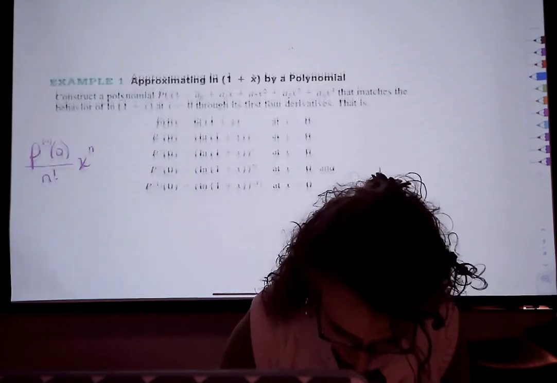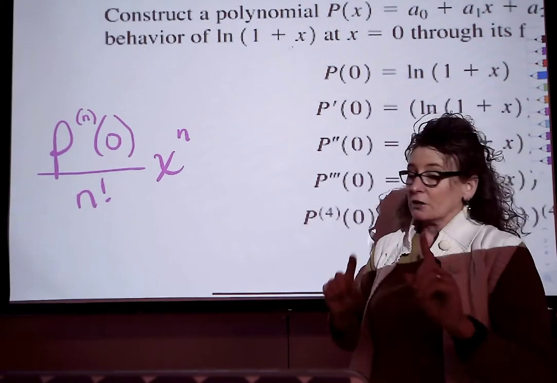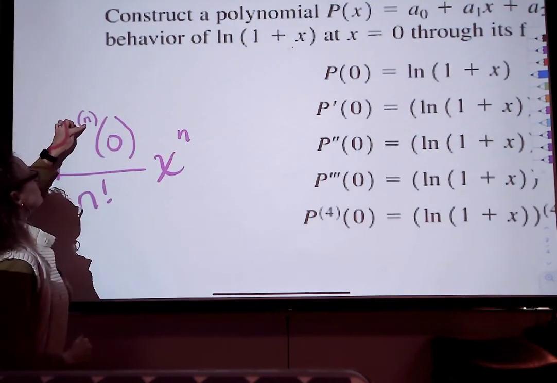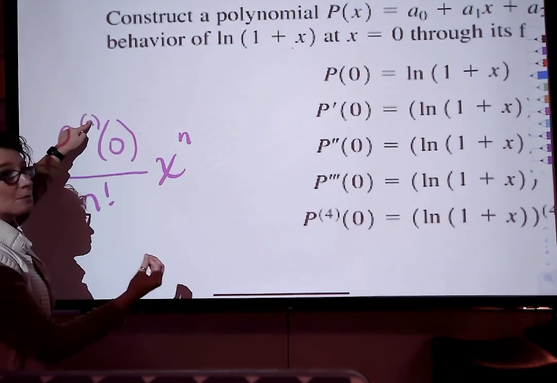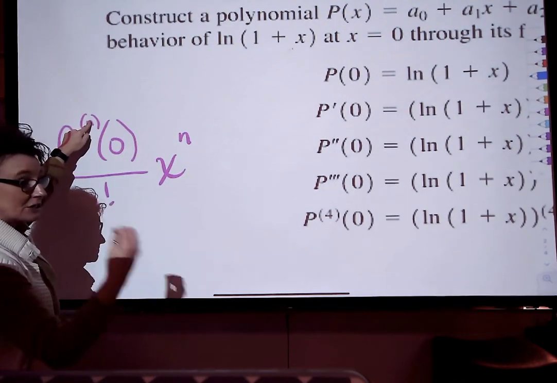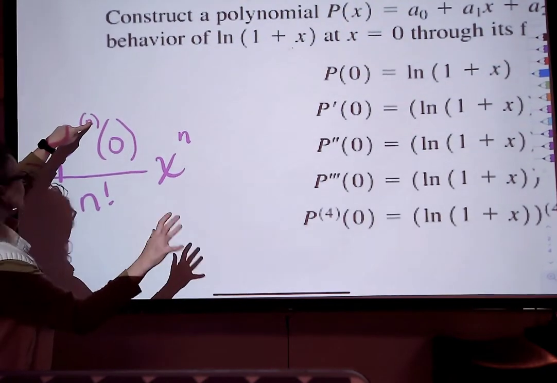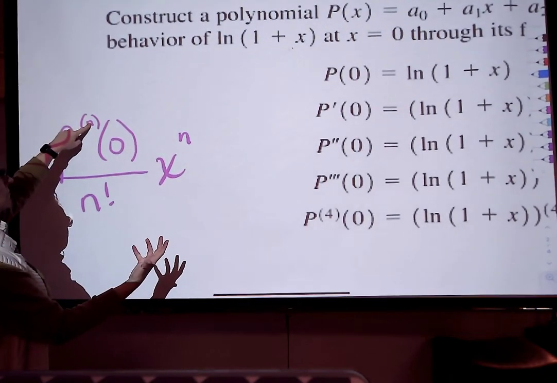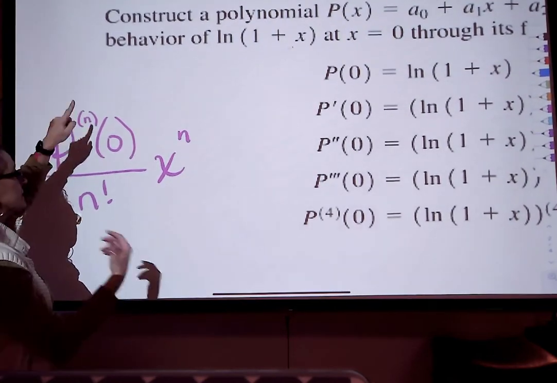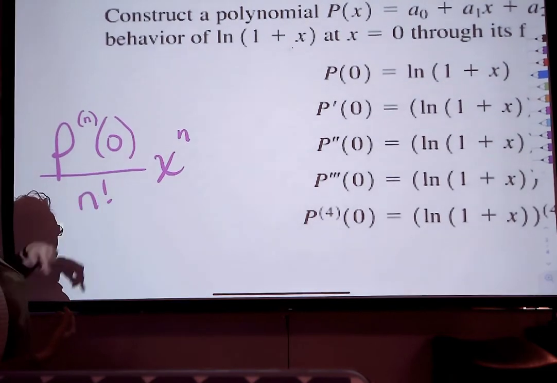So here's what it's going to look like. And this is going to look weird to you because you're not used to putting a number up here to note which derivative we're taking. But that's what this represents. This is whatever derivative we're using, subbing in 0 into that derivative. So we're doing the nth derivative, subbing in 0. I've got x to the n power over n factorial.